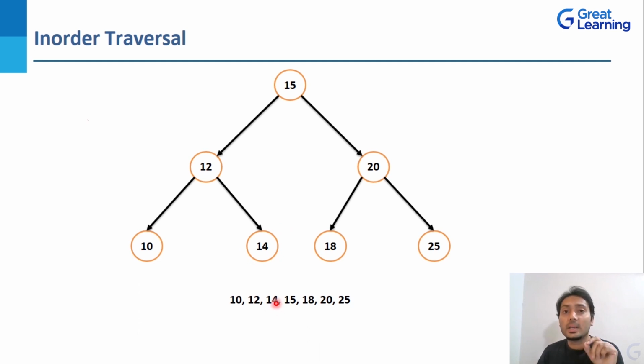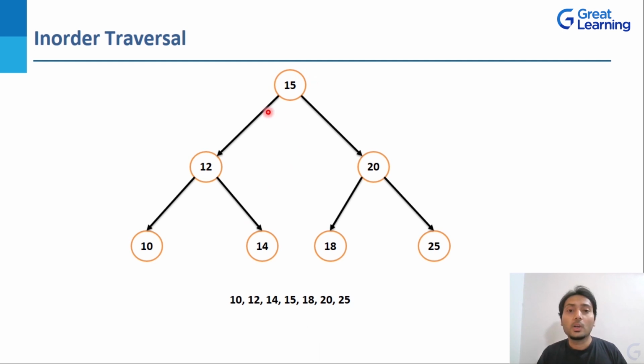Then again I'm listing it down here. So now I'm done with the left subtree here, correct? So now what do I get after traversing the left subtree? I get 10, 12 and 14. This is what we get after traversing the left subtree. Now let's move ahead and continue with our traversal operation.